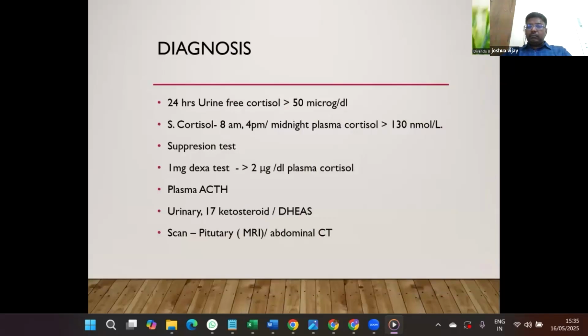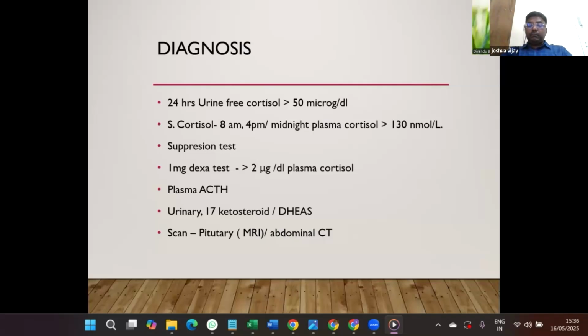So diagnosis is done by 24-hour urinary free cortisol, if it is more than 50 microgram. Serum cortisol at 8 a.m. or 4 p.m. we can do, or midnight plasma cortisol more than 130 nanomole per liter. We can do the suppression test. We can give 1 milligram of dexamethasone, and if the value of plasma cortisol is more than 2 microgram per deciliter, we can confirm the diagnosis.